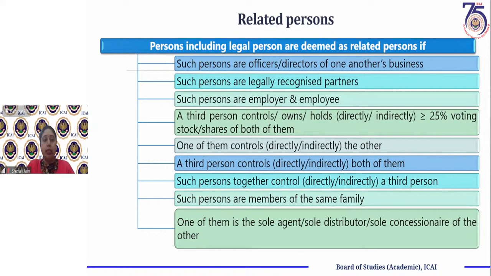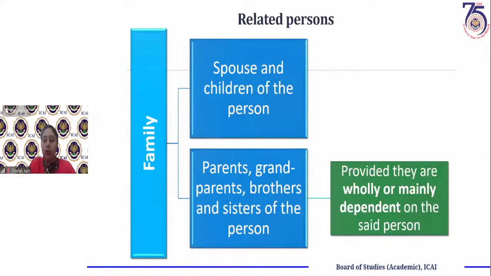Second is, such persons are legally recognized partners. Now, there is a partnership firm ABC and we have three partners A, B and C. So these three partners are related to each other. They are related persons. Third is, such persons are employer and employee. So any business, whatever employees it has, they will be considered as a related person to that business. A company is there, it has 1,000 employees in it. So all 1,000 employees shall be considered as related person to that company.